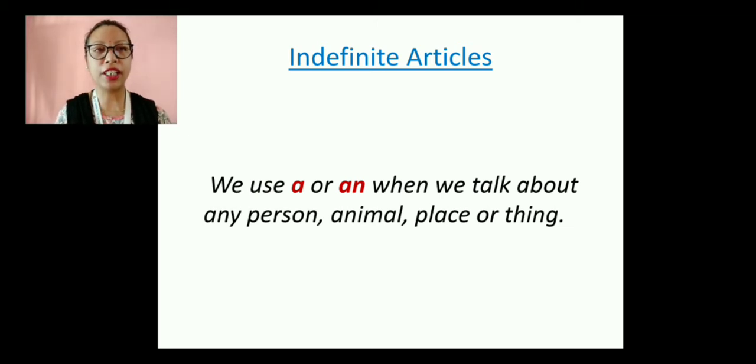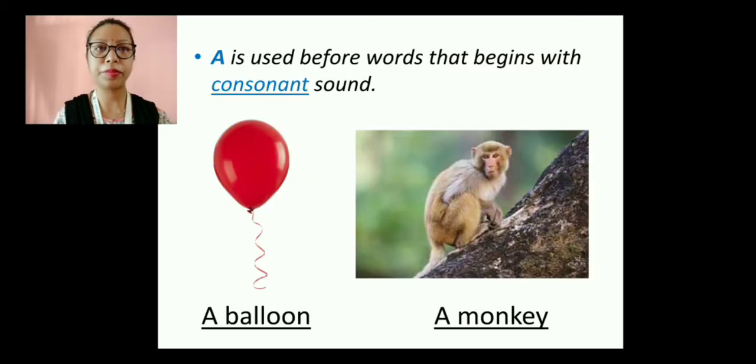First, we are going to discuss the indefinite articles. We are going to repeat it. This is the repetition of our previous class. So, indefinite articles are a or an. We use a or an when we talk about any person, animal, place or thing. That means when we talk about any noun, we are going to use a or an.